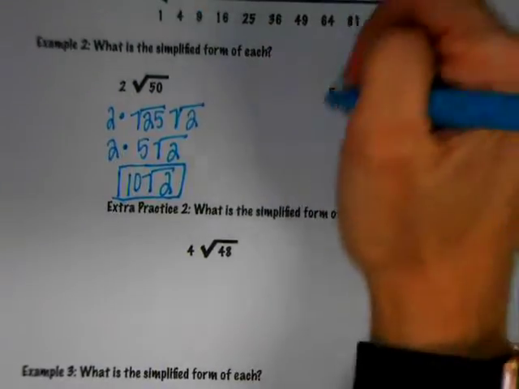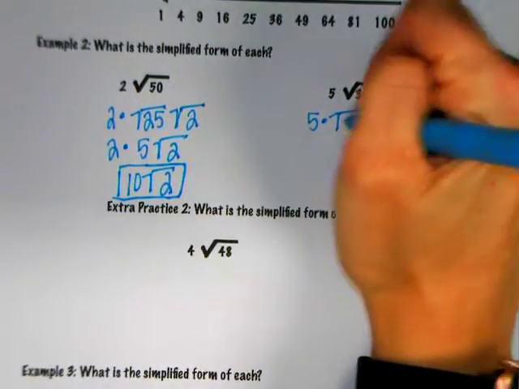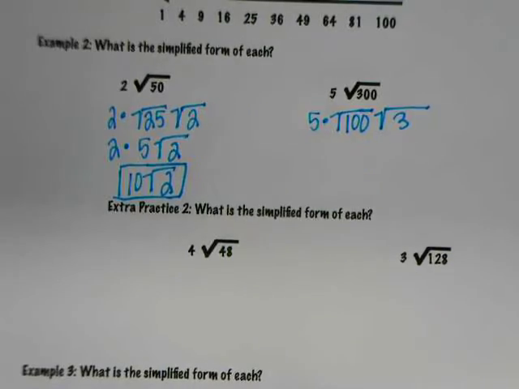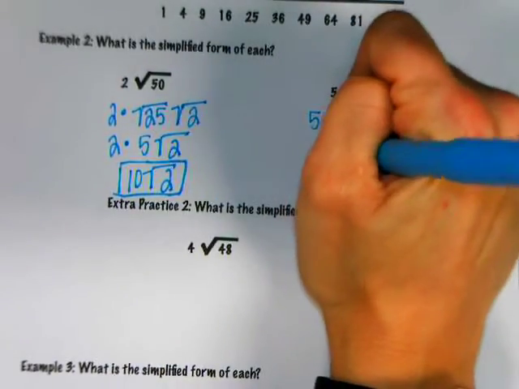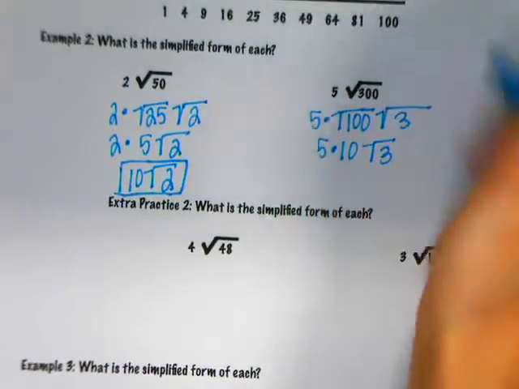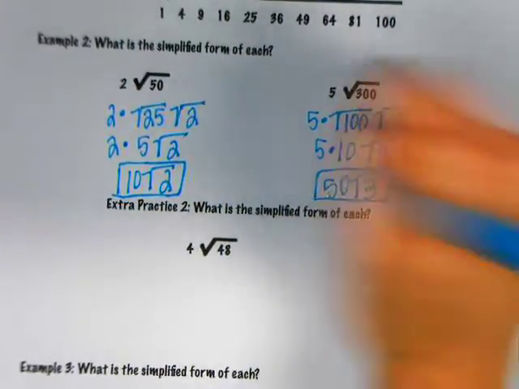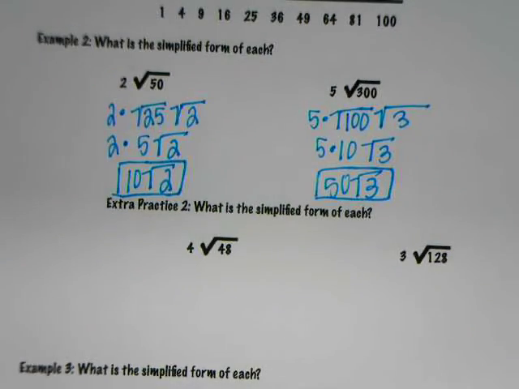Okay, and then 300, what's the biggest number for 300? Yep, 100 times what? 3. And keep in mind, 100 isn't where it stops. It'll keep going, but I just stopped there because most of ours, we're not going to need to go higher than that, okay? And then what's the square root of 100? 10. And then when you multiply, you should get 50 radical 3. Good? Okay, try the next ones.